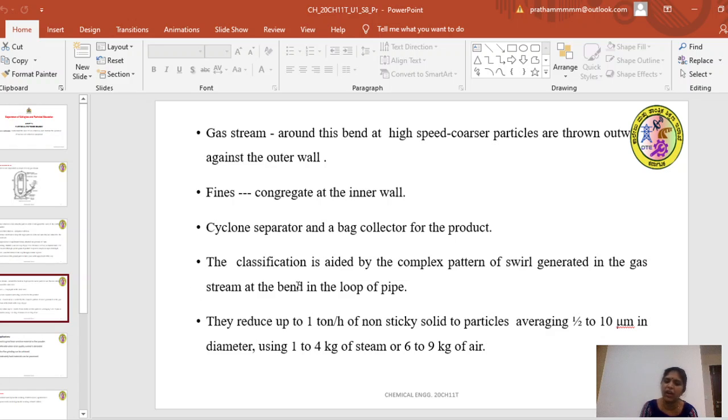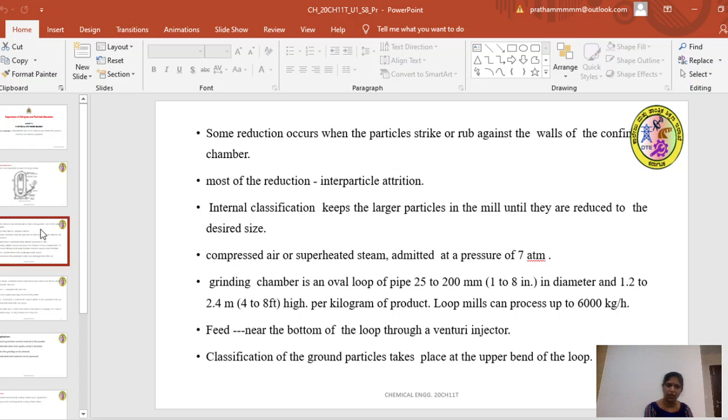So reduction of 1 ton per hour of non-sticky solid particles averaging up to 10 micrometers in diameter, using 1 to 4 kgs of steam or 6 to 9 kgs of air. This is how the working takes place in a fluid energy mill.